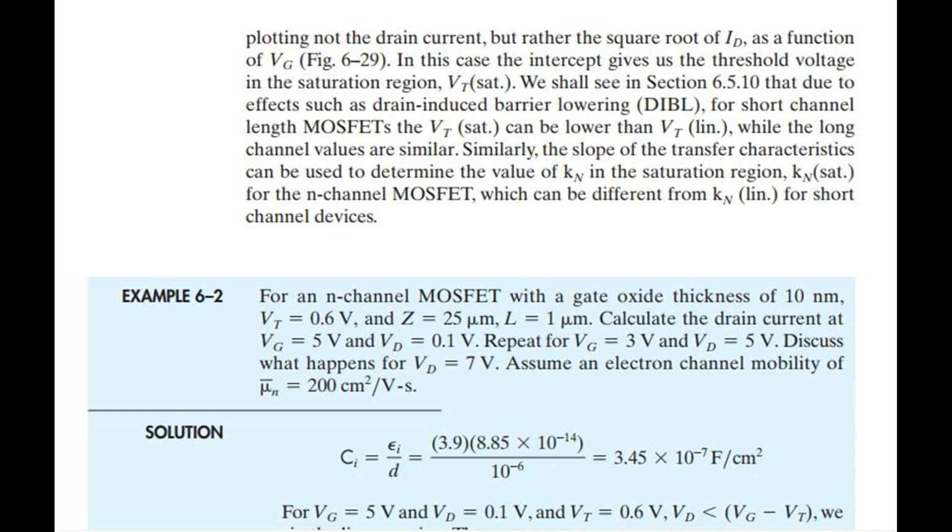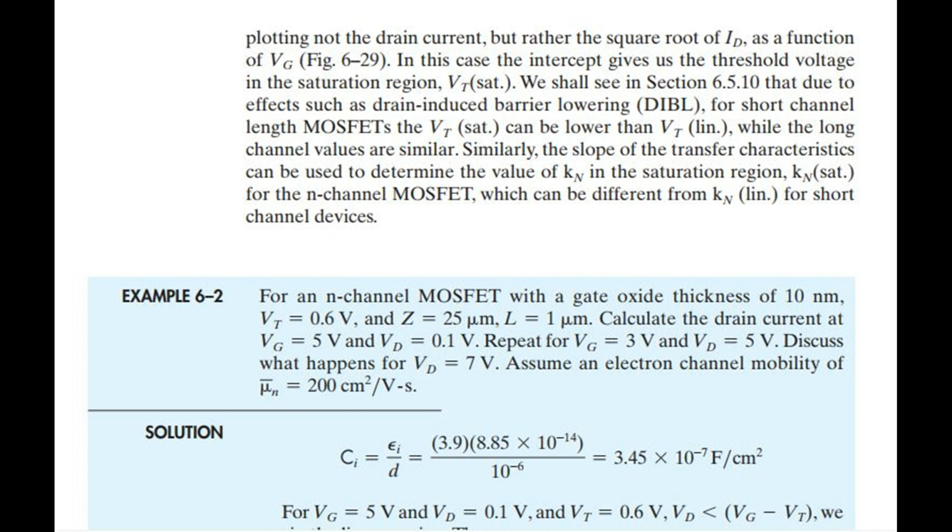For an N-channel MOSFET with a gate oxide thickness of 10 nanometers, threshold voltage equals 0.6 volts, and Z equal 25 micrometers, L equal 1 micrometer. Calculate the drain current at gate voltage equal 5 volts and drain voltage equal 0.1 volts. Repeat for gate voltage equal 3 volts and drain voltage equal 5 volts. Discuss what happens for drain voltage equal 7 volts. Assume an electron channel mobility of μn equal 200 square centimeters per volt-second.